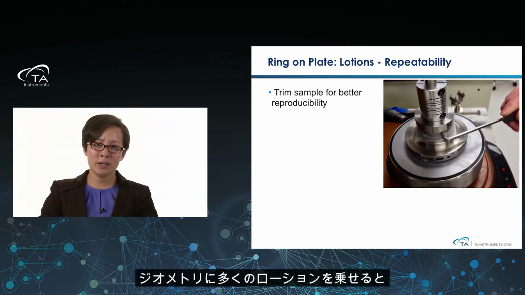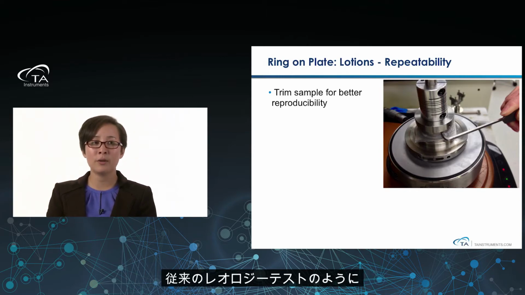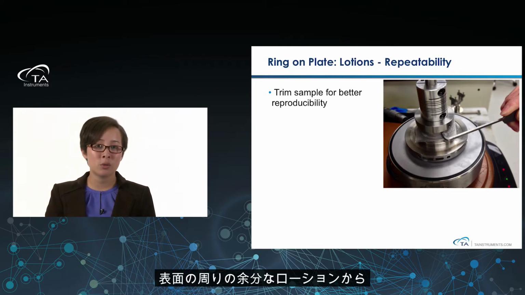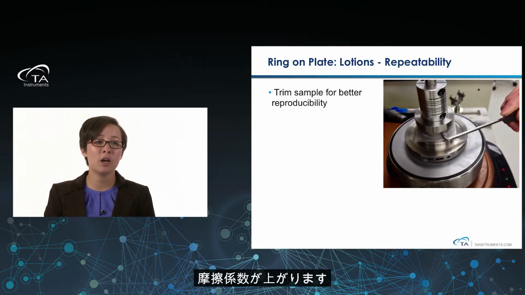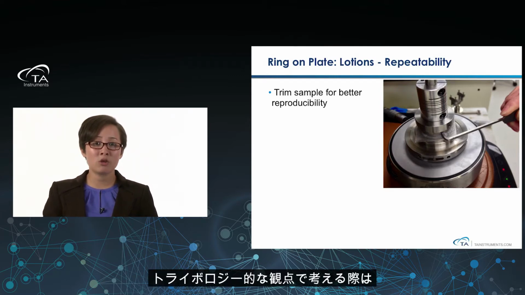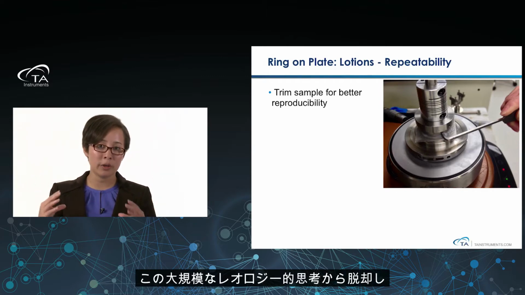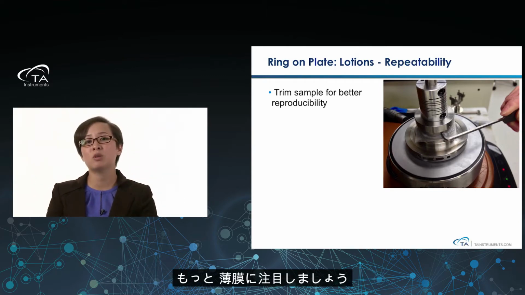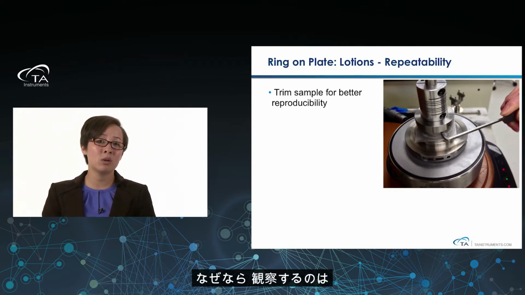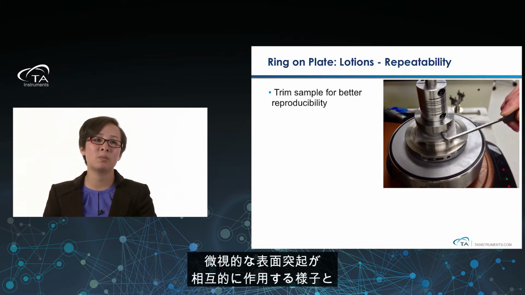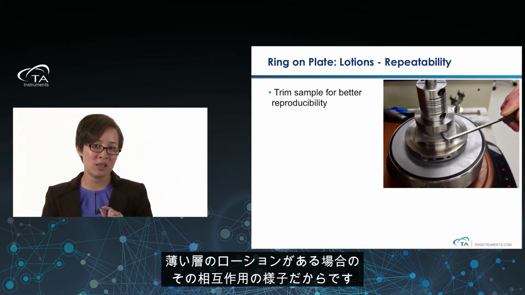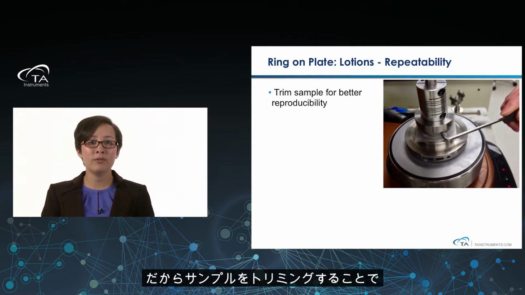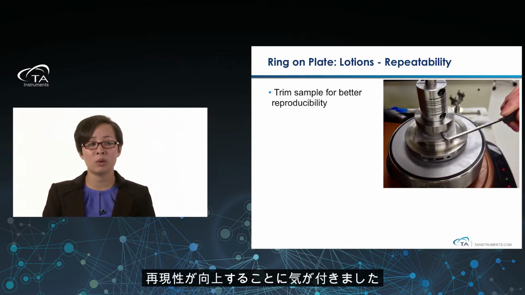Now, it's easy to load a large glob of lotion on the geometry, but all of that extra lotion around the surface, very similar to traditional rheology testing, is going to add a little bit of extra drag, which can increase your coefficient of friction. When we're thinking about tribology, we need to get out of this big bulk rheology type of thinking and focus more on a thin film, because that's really what we're looking at. We're looking at these microscopic surface asperities, how they interact with one another, and how they interact in the presence of these thin films of lotions. So what we found is that trimming these samples is actually helping the reproducibility.